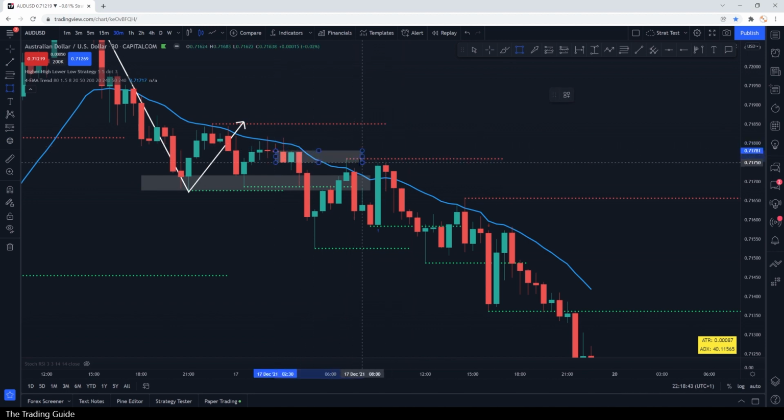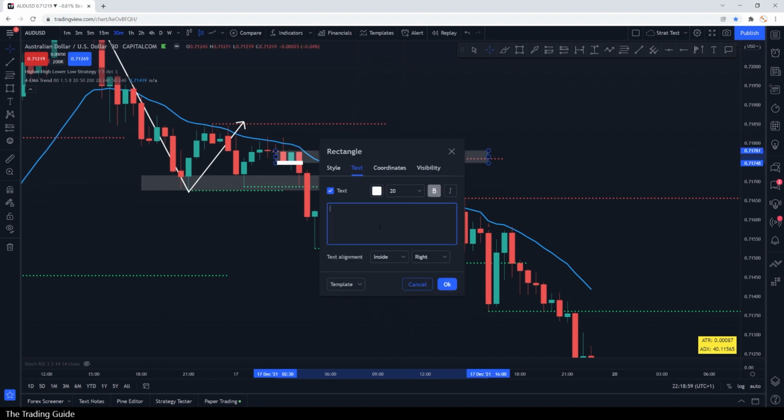Now use the rectangle to mark the entry and the stop loss for the order block. I use the green candle of this bearish engulfing candlestick pattern to define this order block. The upper bound is set to the high of the green candle and the lower bound is set to the open price.